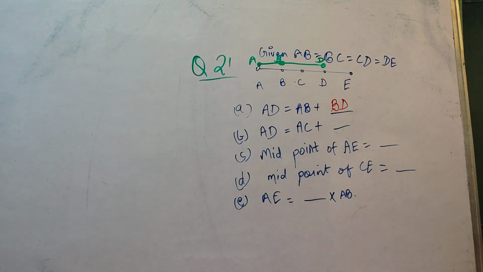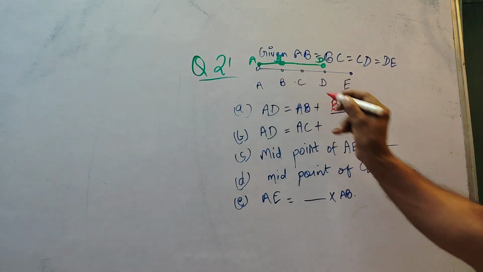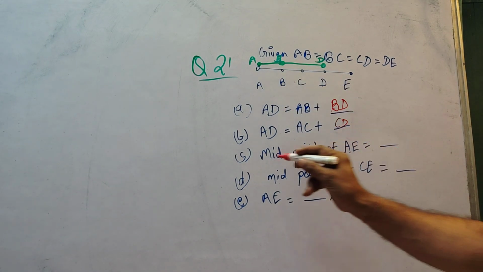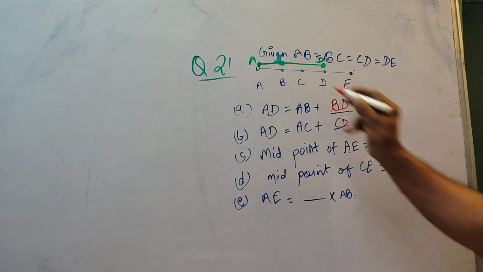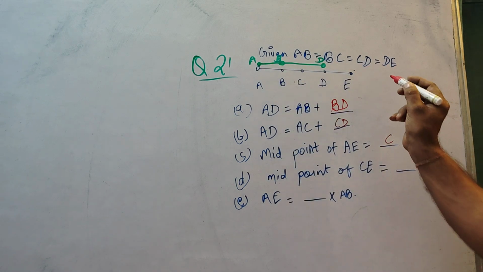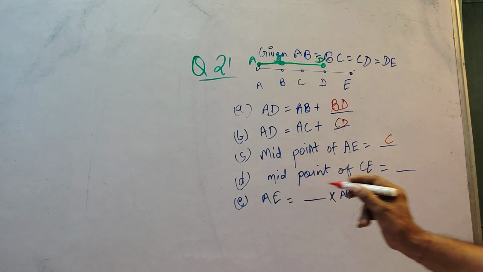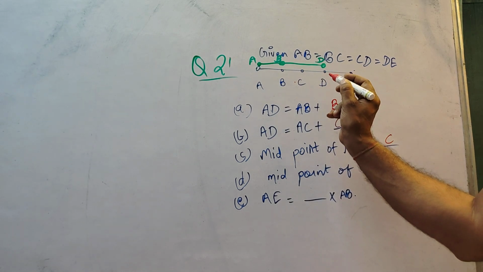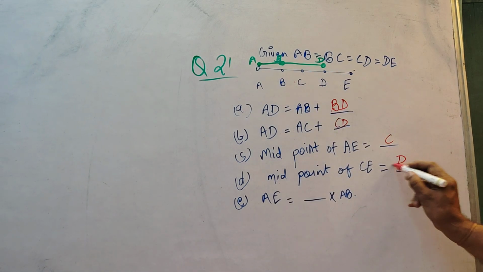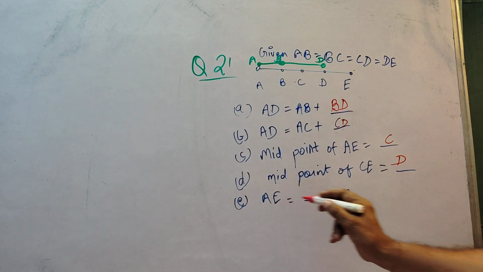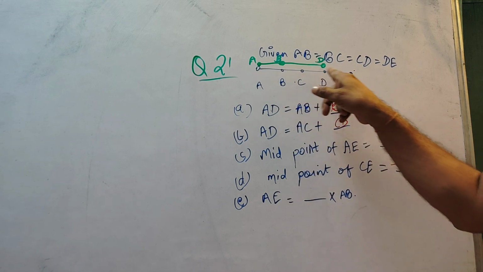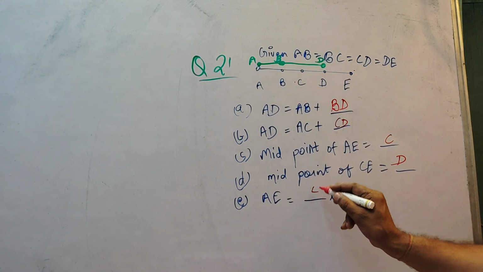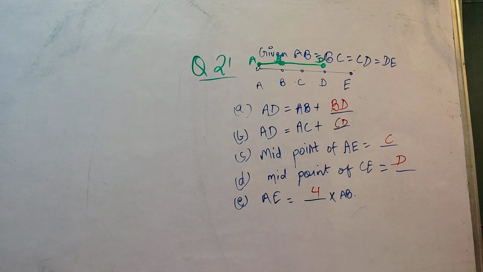Now second one, AD equals AC plus CD. Yes, AC plus CD. Third one, midpoint of AE. C, because C has 2 parts on left, 2 parts on right. Fourth, midpoint of CE. Yes, D, one part both sides. AE equal to dash times AB: 1, 2, 3, 4. All 4 parts equal, so we can say this is 4 times AB. Correct.